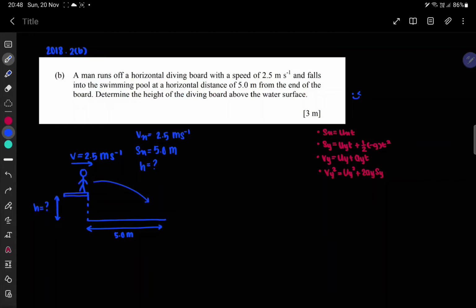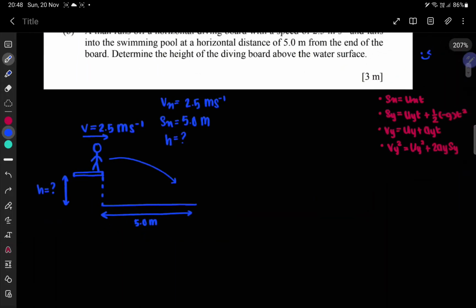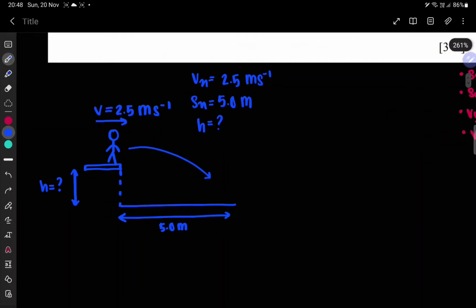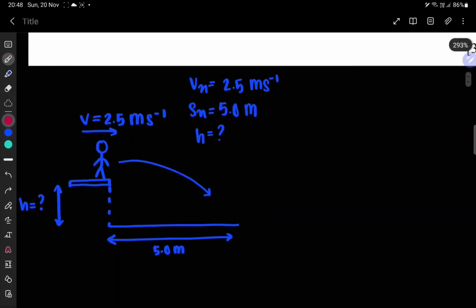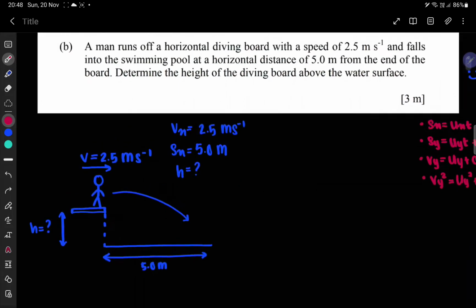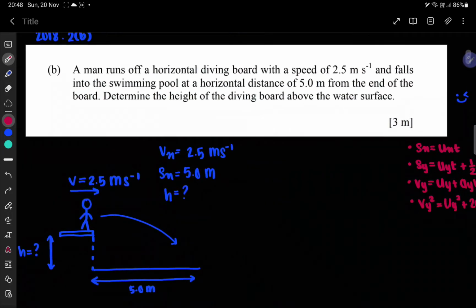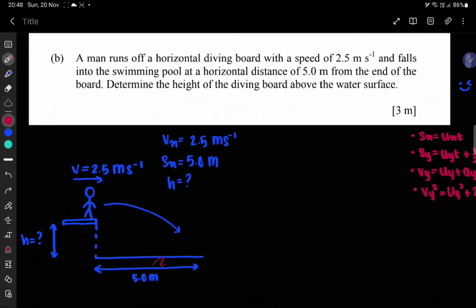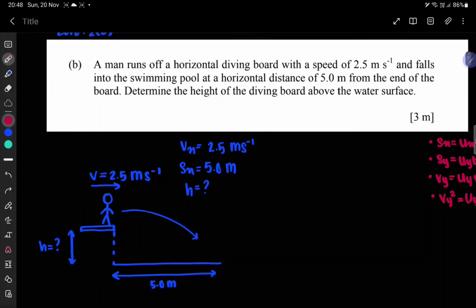So first of all, if you don't understand the question, you have to draw the situation, which I did right here. This is the diving board and this is the swimming pool. So it says that the horizontal distance is 5.0 meters. So this is the horizontal distance and it wants the height of the diving board above the water surface.